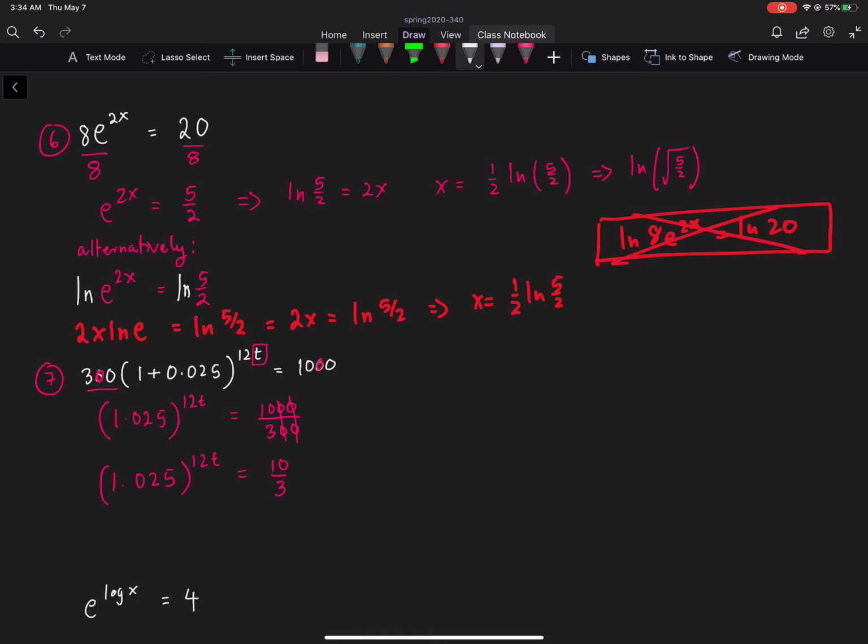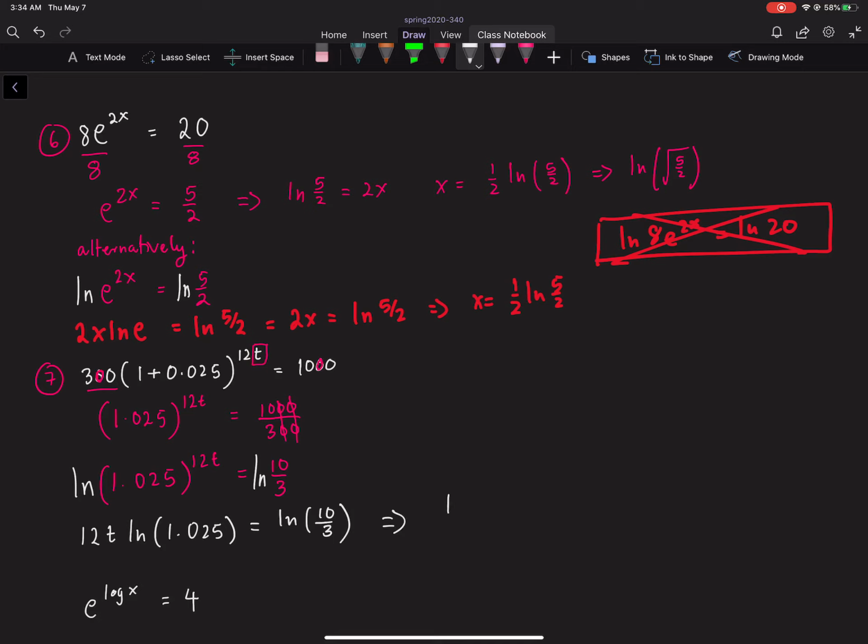So I can apply my natural logs over here, ln on both sides, and then apply that property that allows me to drop the power down. So this becomes 12t ln 1.025 is equal to ln 10 over 3. All right. I like this because it allows me to practice on my logarithms, the rules of logarithms. So let's see how we clean this up.